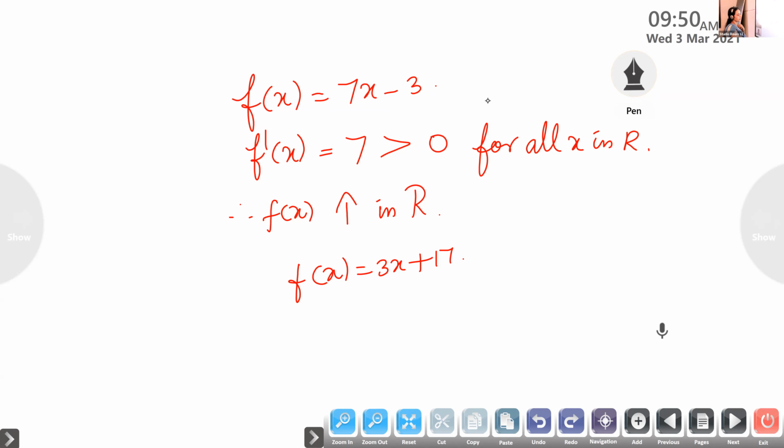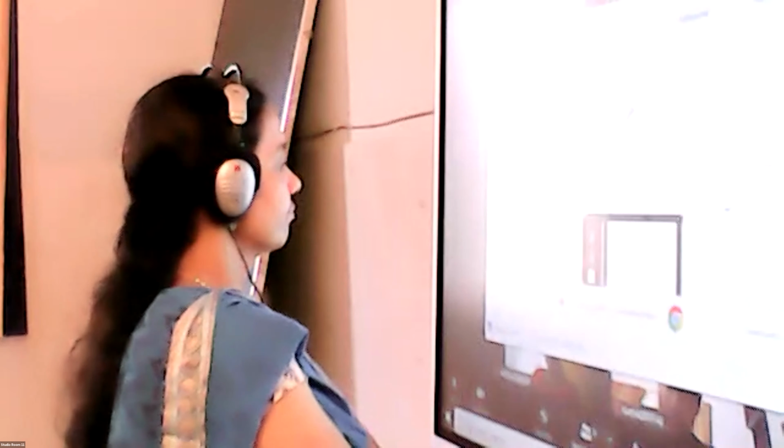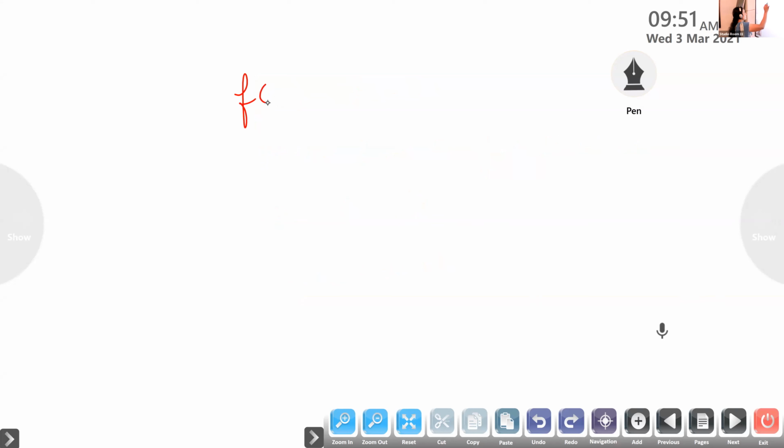Next one. Show that f of x is equal to e raised to 2x is strictly increasing in R. So try this one. f of x is e raised to 2x. So what will be f dash of x?